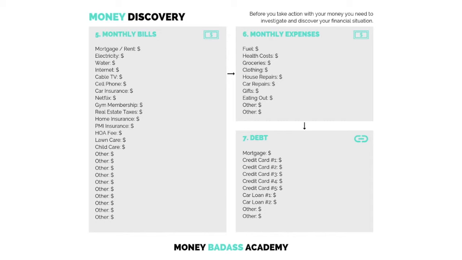These are also known as variable expenses, but monthly expenses are just things that change each month, and you're not billed for them. It's just things you need to buy.